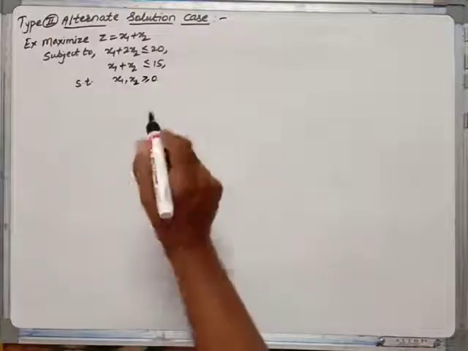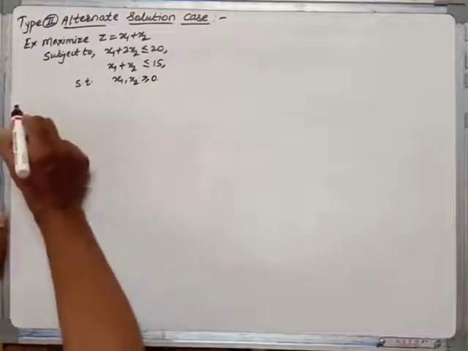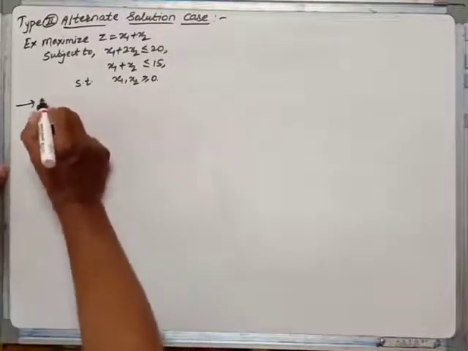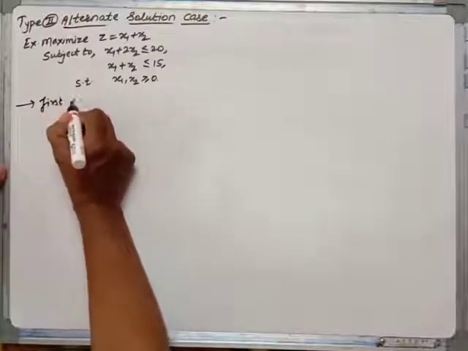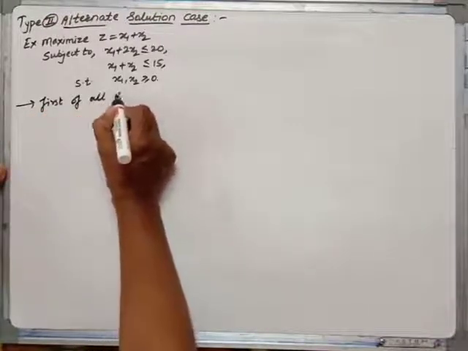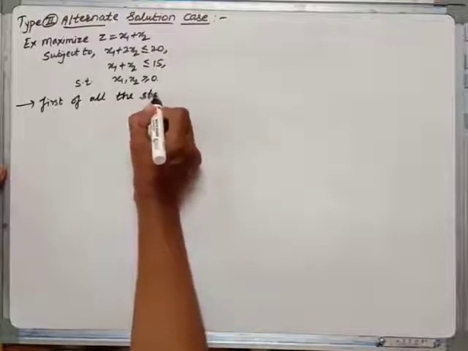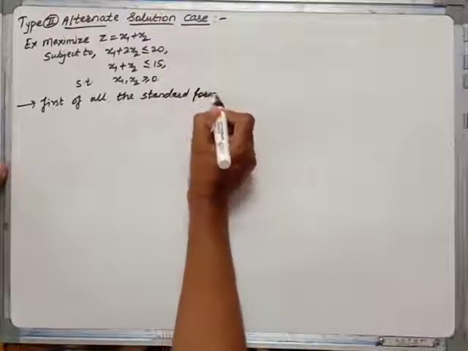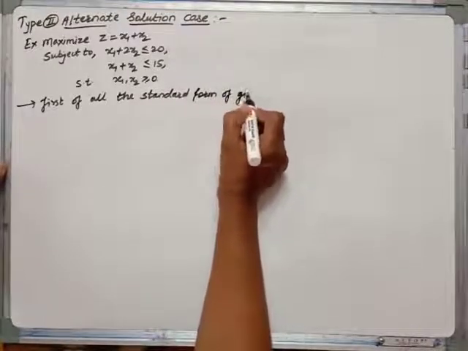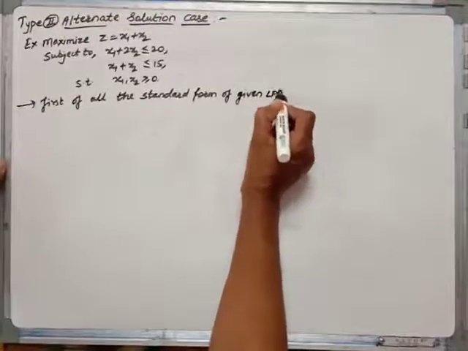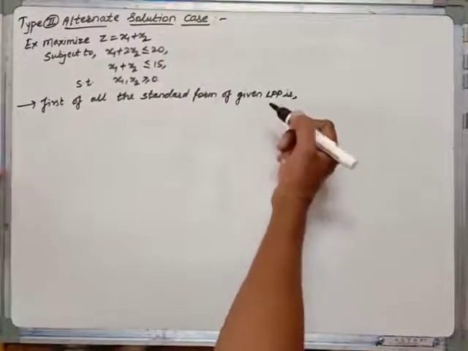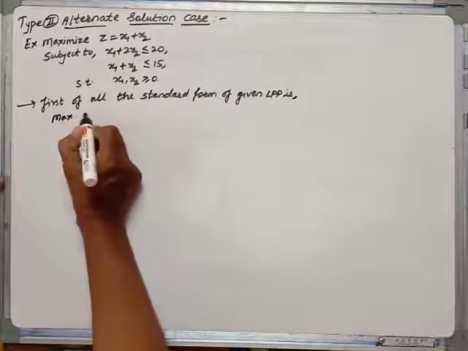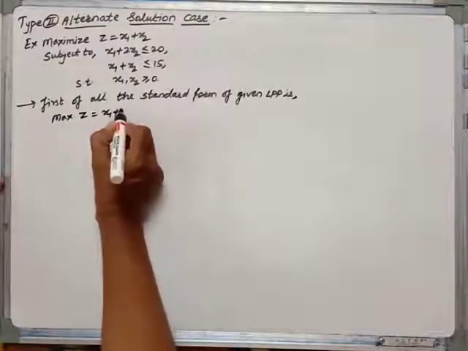As we saw in the problems on the simplex method, the first step is to convert the given LPP into its standard form. The standard form of the given LPP is: maximize z equal to x1 plus x2.